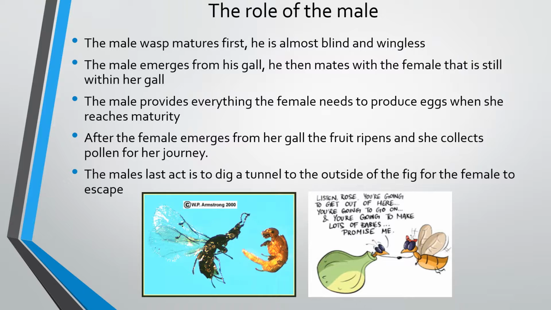So in summary, the male's entire lifespan consists of reproducing with the female and digging her a tunnel so she can leave. And then the male dies inside the fig. He never leaves. That's where he is for his entire life. And once he dies, the fig absorbs him for nutrients and that helps the fig grow some more.